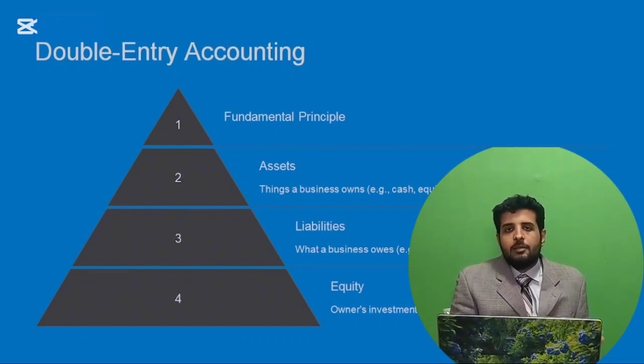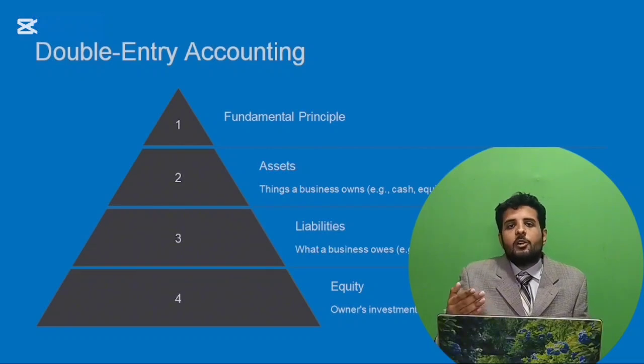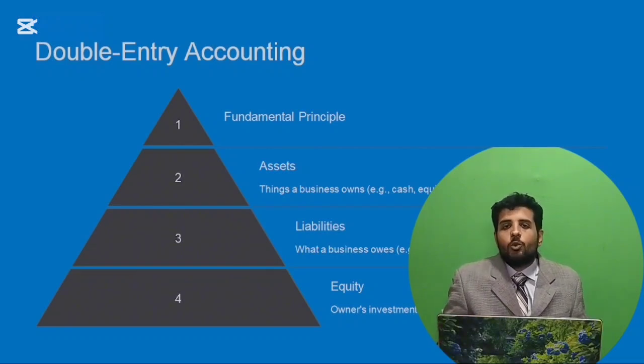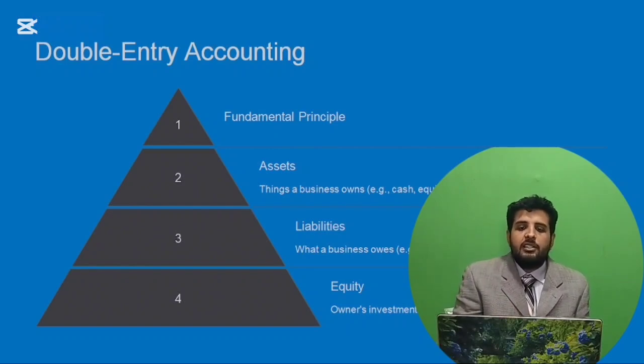So the first element is asset. These are the resources owned by a business, such as cash, equipment, building, land, etc. So they come under asset, as we discussed in the balance sheet. Then there are liabilities, which are obligations of a firm that it owes to other parties. Then there is equity. It is the owner's investment, the owner's capital that he has invested in the business.